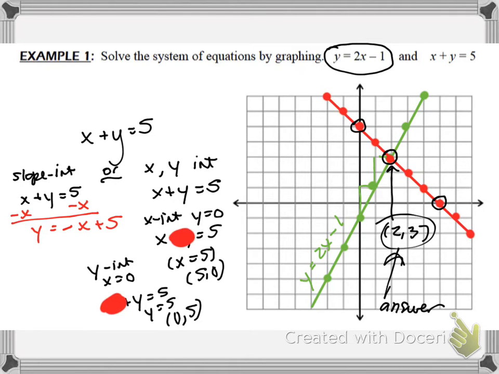So remember, either method is appropriate and useful if you're graphing a line that's been given to you in standard form.